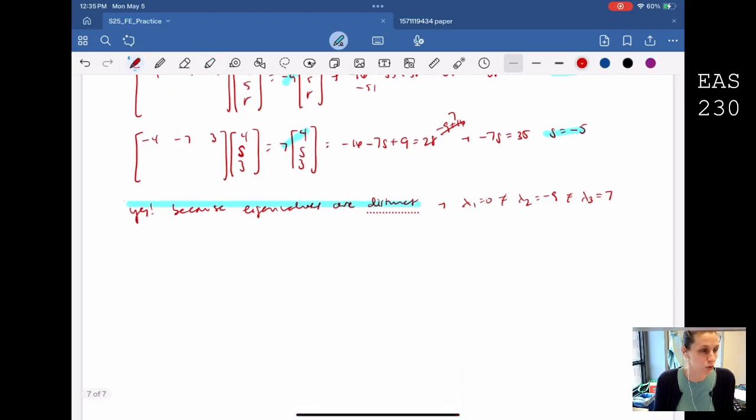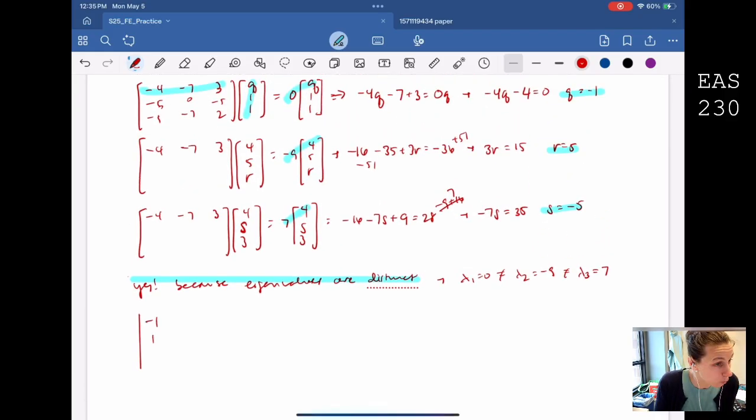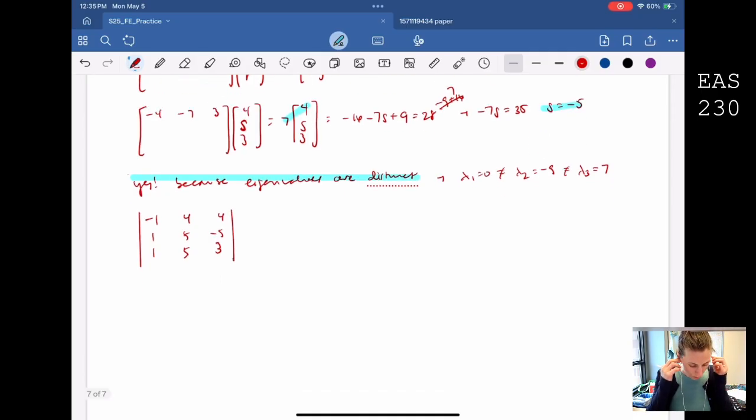Using the determinant, state whether the matrix of eigenvectors is singular or invertible. Okay, so I know my vectors are independent, which means my determinant is not equal to 0, but I have to show that. So, what was x? -1, 1, 1 is my first eigenvector. 4, 5, and 5 is my second eigenvector, and 4, -5, and 3 is my third eigenvector. So, once again, I can use whichever method I want. I'm going to use my shortcut method.